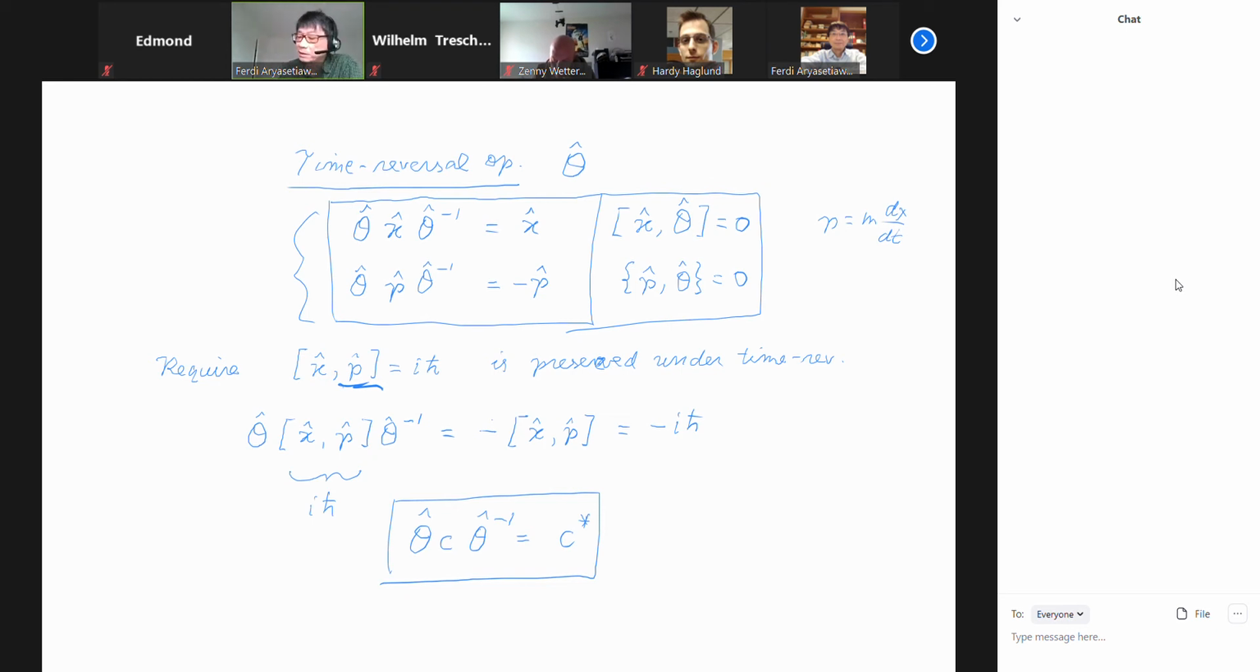the basic properties of these time reversal operators. So you can see that that's also one part of the definition of an anti-unitary operator. It converts the complex number into its conjugate.